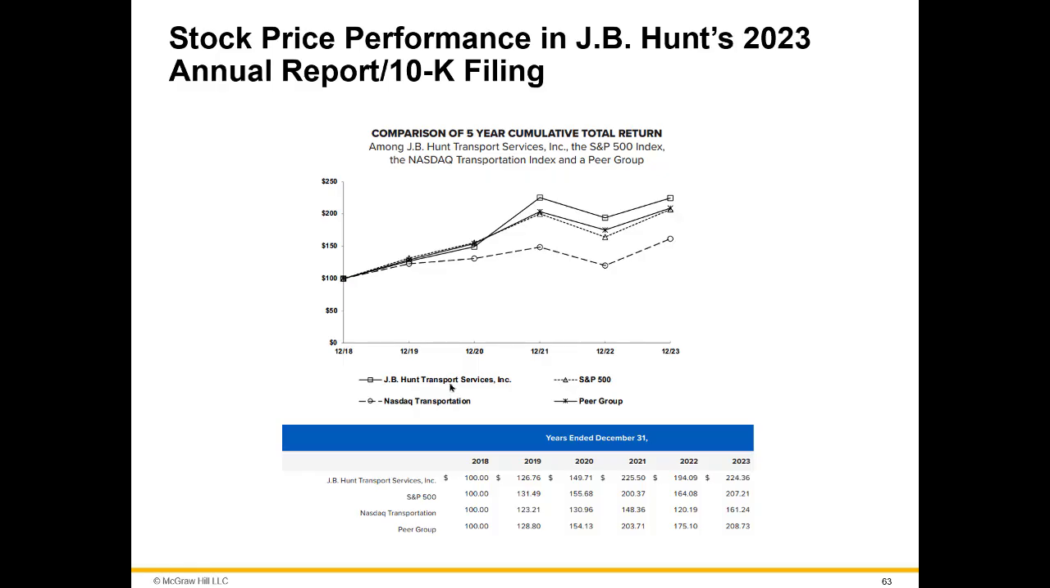But here, J.B. Hunt is being compared to the NASDAQ Transportation Index, a peer group of similar transportation companies, or even the S&P 500. And you can see the various returns. And at least on this graph, it appears that J.B. Hunt did the best. Now, maybe they haven't since the date of this, but this kind of shows relative performance over time.